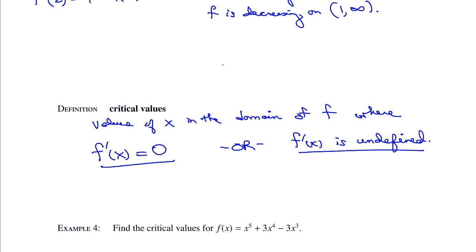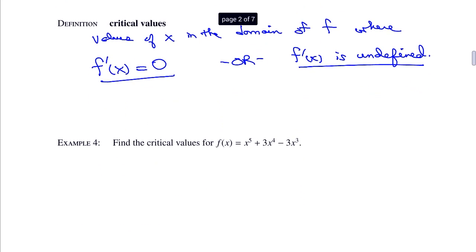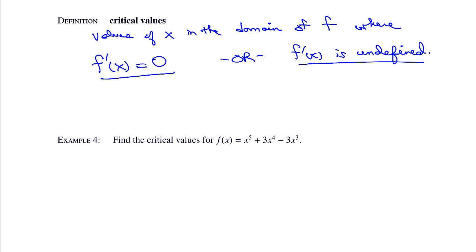Okay. Let's take a look at example 4 where we find the critical values. So find the critical values of f of x is equal to x to the fifth plus 3x to the fourth minus 3x cubed. So to find the critical values, I need to do these two things. I need to find where the derivative is 0, and I need to find where the derivative is undefined. So first I'm going to take the derivative. You get 5x to the fourth plus 12x cubed minus 9x squared.